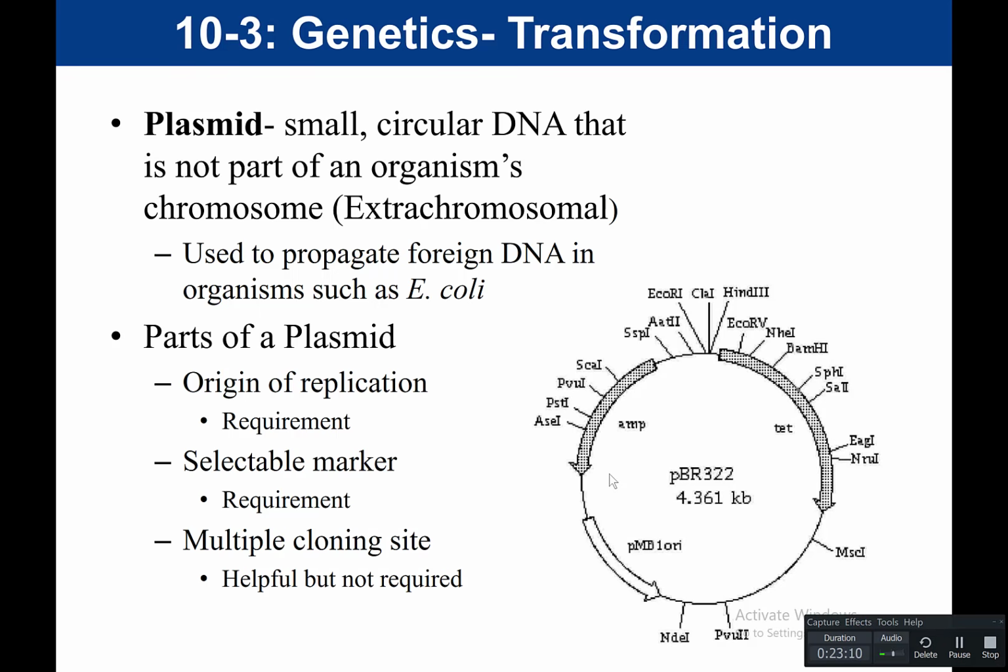coli, which is normally sensitive to ampicillin, and when we transform it with this plasmid, the E. coli becomes ampicillin resistant because it acquires that gene, and that bacteria will now be able to grow in the presence of ampicillin.